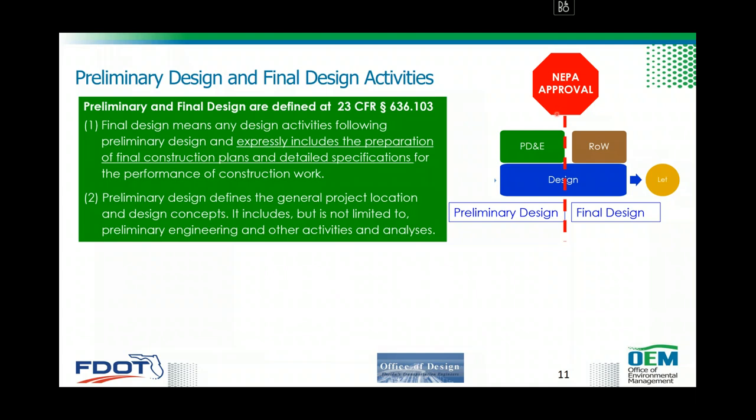If you go further and read the definitions, preliminary design and final design are codified at Title 23 Code of Federal Regulations, Section 636.103. They define final design as any design activities following preliminary design, and expressly include the preparation of final construction plans and detailed specifications for performance of construction work. And the code also defines preliminary design as the general location and design concept, which includes but is not limited to preliminary engineering and other activities and analysis supporting that.